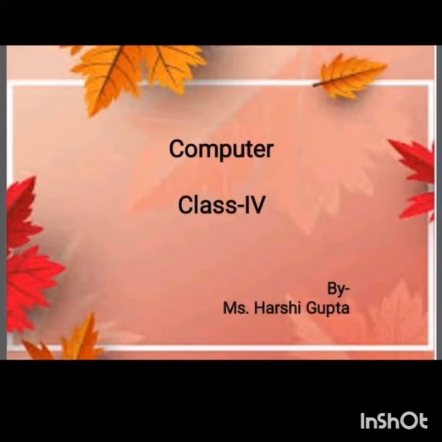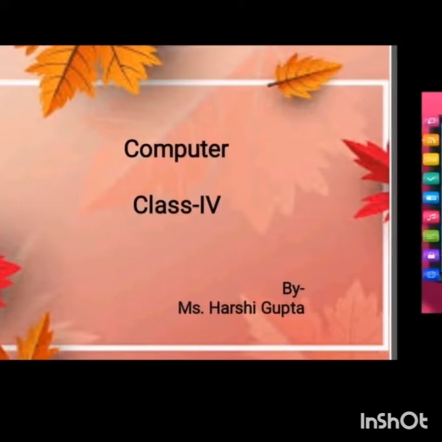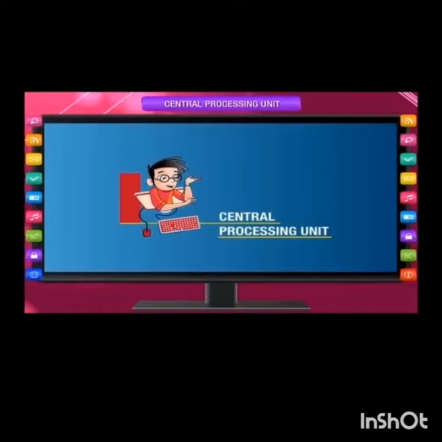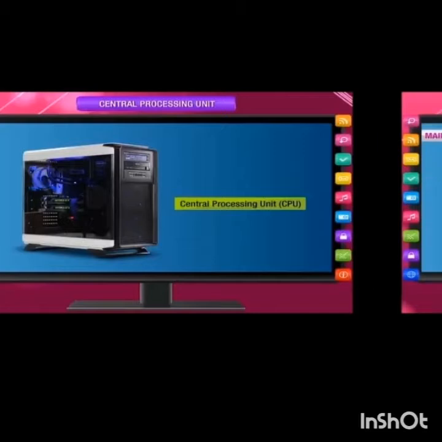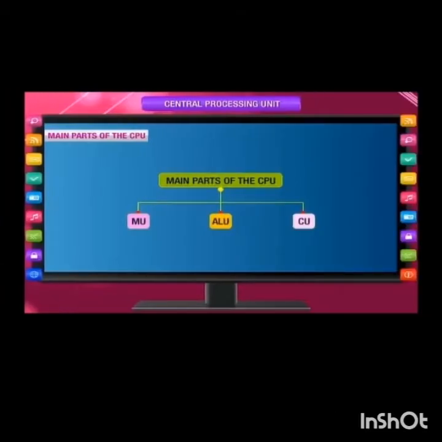Earlier we studied input devices, and today we will be studying a new topic, that is CPU, the Central Processing Unit. We all know that this is a CPU cabinet, and inside it is a CPU chip that consists of three main parts, that are MU, ALU and CU. MU stands for memory unit, ALU stands for arithmetic and logical unit, and CU stands for control unit.